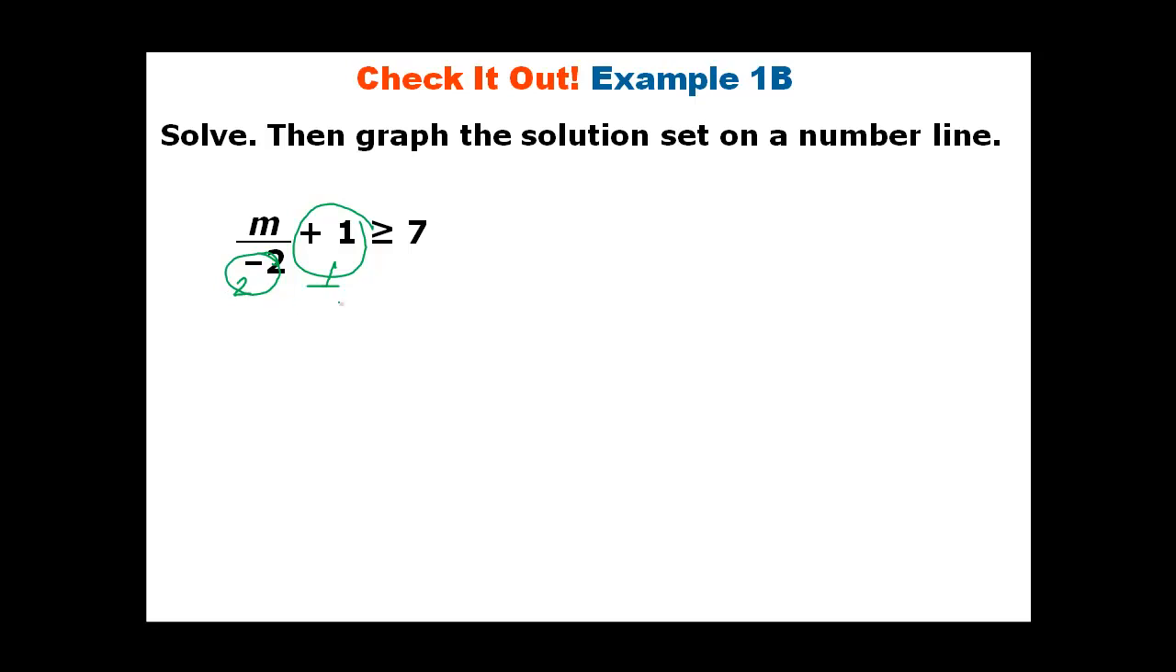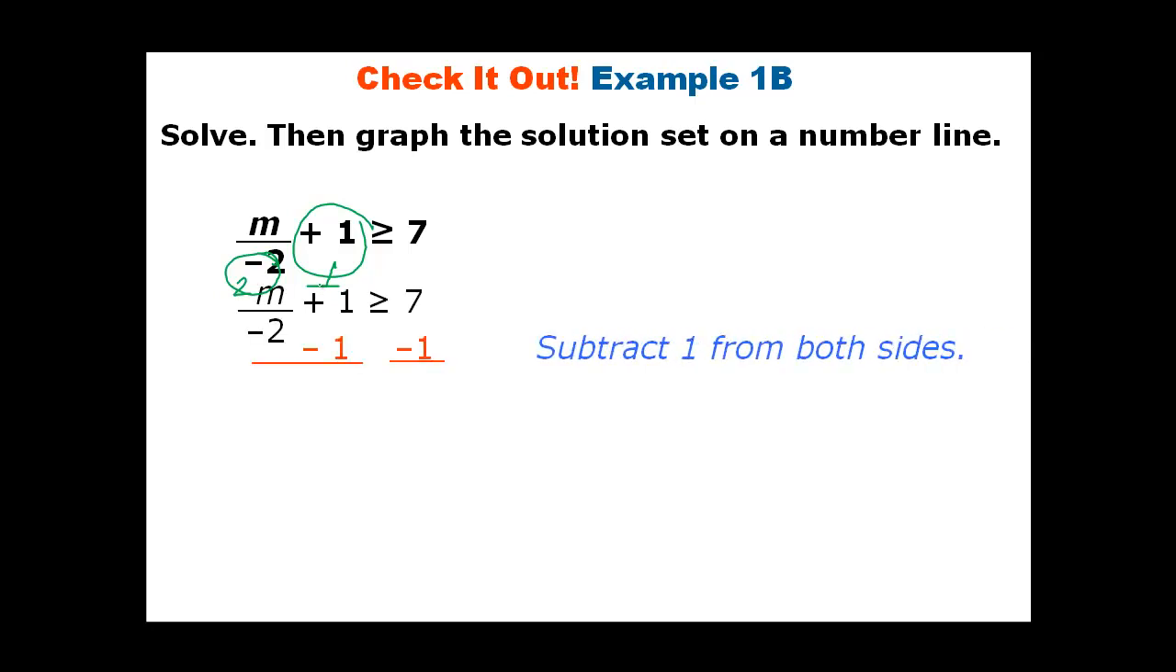What will we do with 1? It's adding, so we will subtract 1 from both sides. Let's subtract 1 from both sides. So when I subtract 1 here, the 1 will go out with 1, and 7 minus 1 equals 6. So we will have m over negative 2 bigger than or equals to 6.